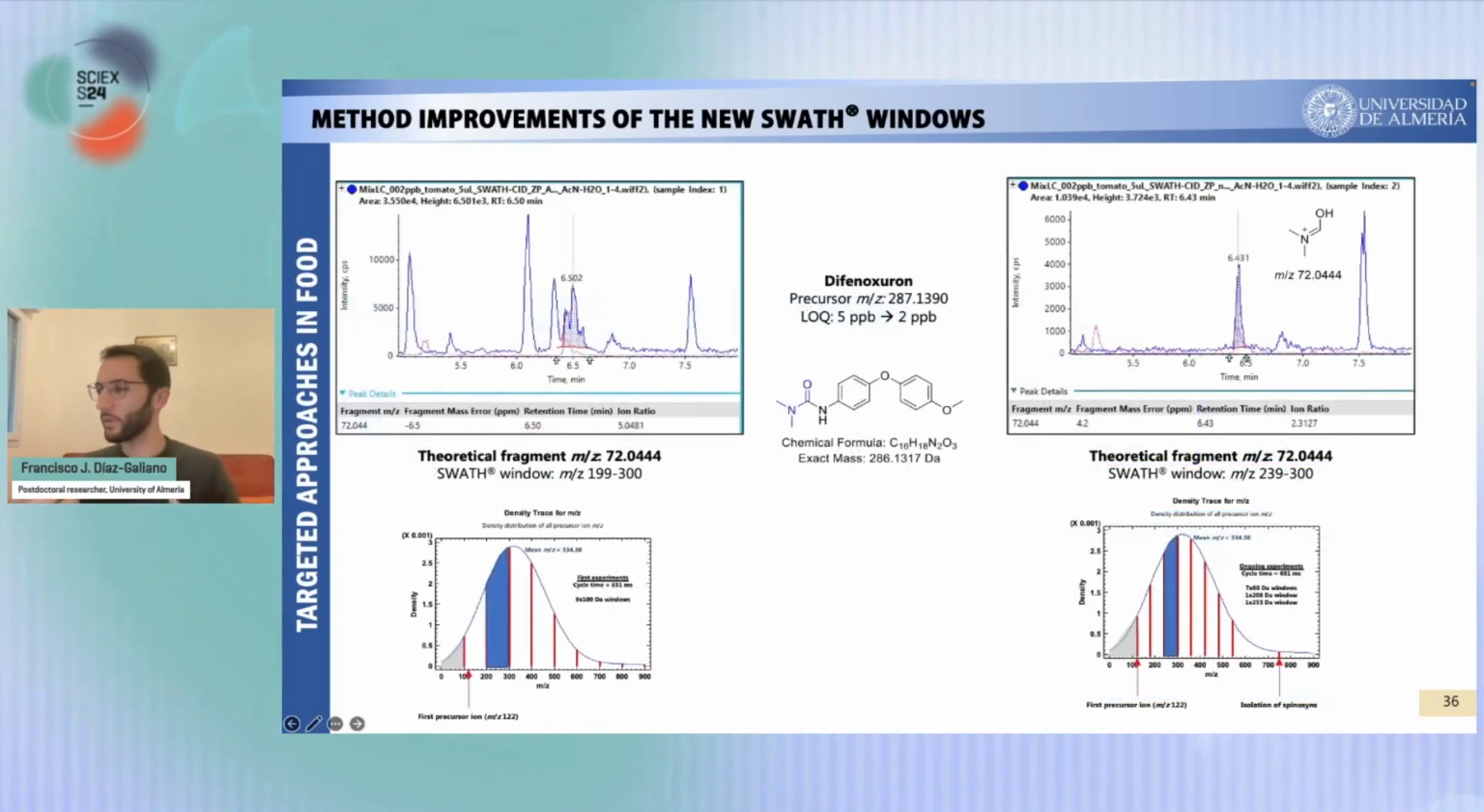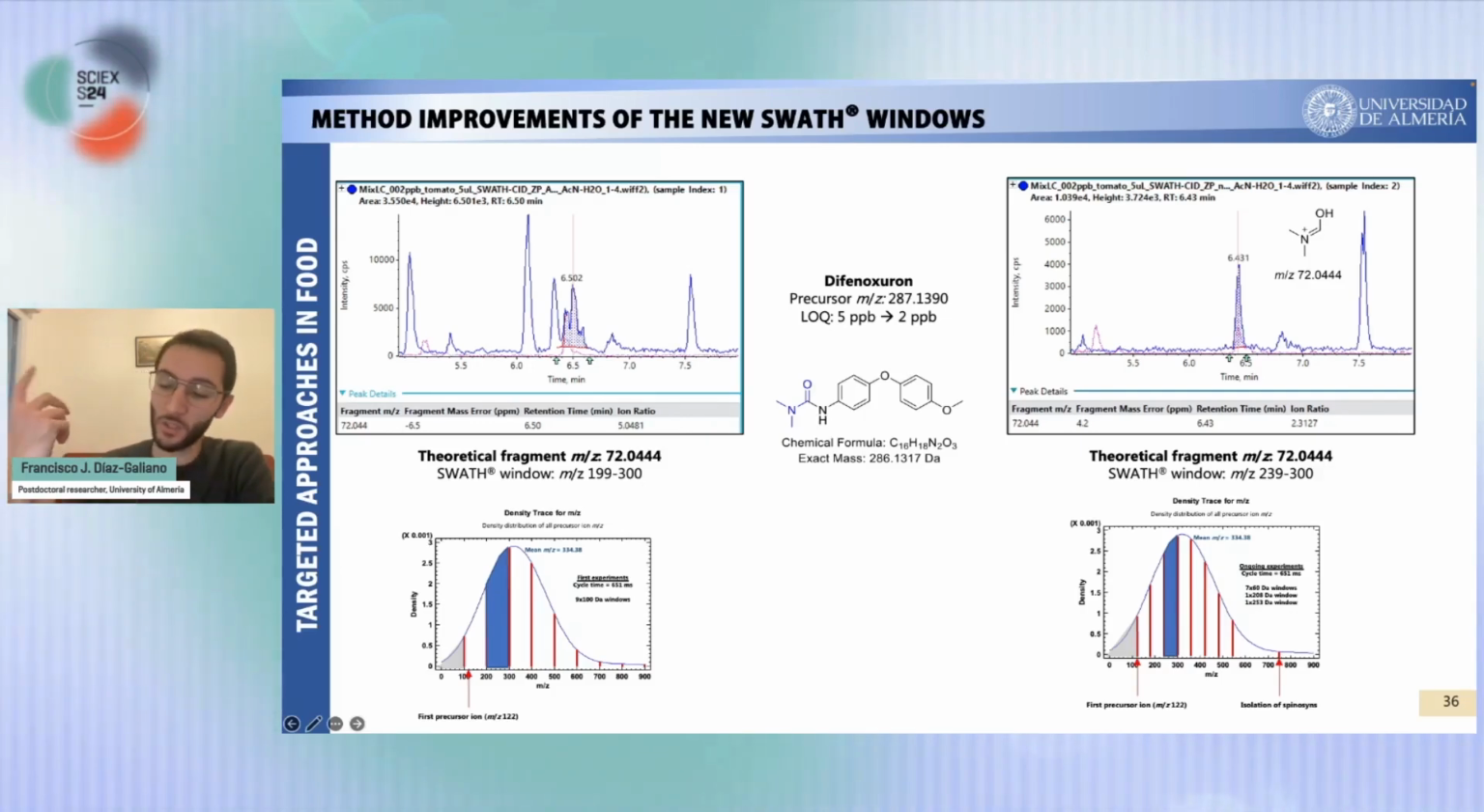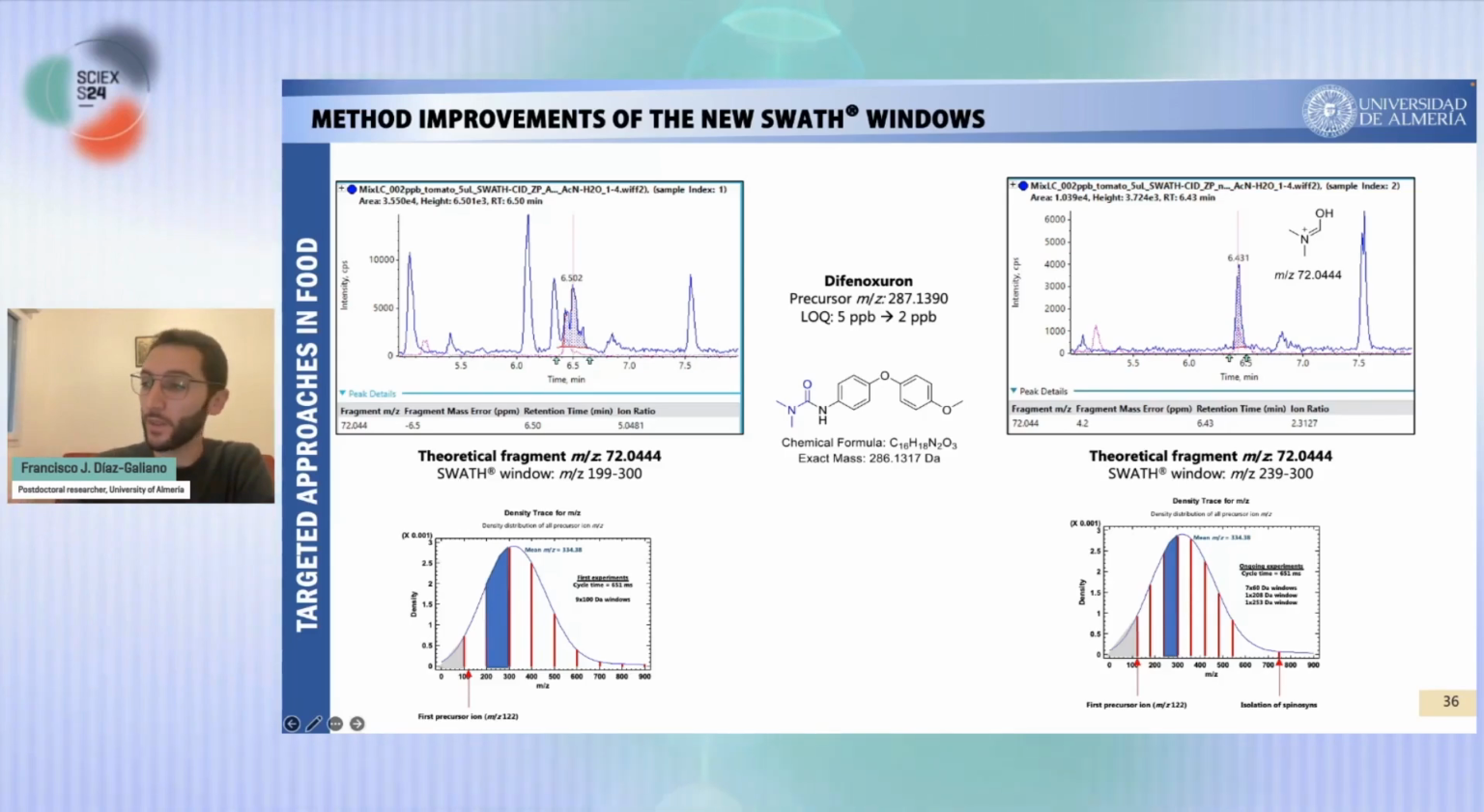I'm going to show you some other examples that we found that were very dramatic from our point of view. So now we have difenoconazole, which belongs to a different compound group, the ureas, and similarly to the triazoles, the ureas have a fragment ion, the 72, which is common across them and is typically the most intense ion. So with our initial SWATH windows on the left, the most intense ion could not be used, but now with the new window configuration, we could lower the LOQ from 5 ppb to 2 ppb.